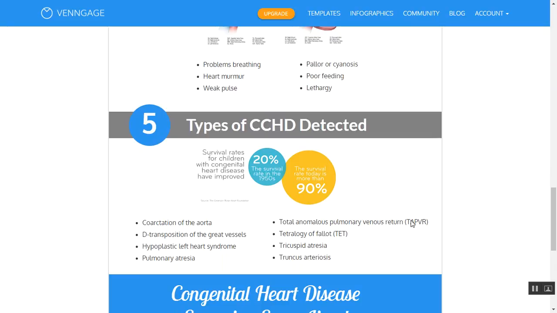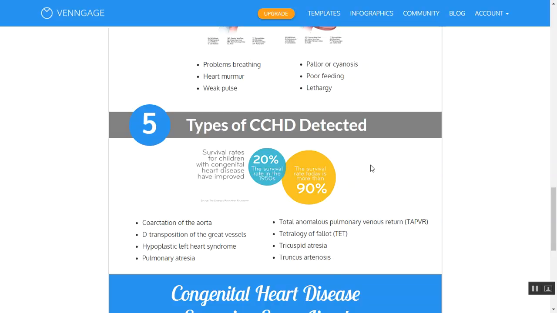So the types of critical congenital heart disease that are detected through testing are coarctation of the aorta, transposition of the great vessels, hypoplastic left heart syndrome, pulmonary atresia, total anomalous pulmonary venous return, or TAPVR, tetralogy of Fallot, also called TET, tricuspid atresia, and truncus arteriosus.